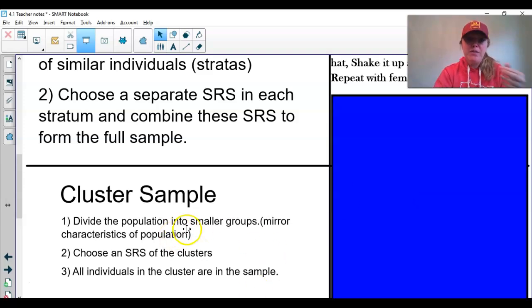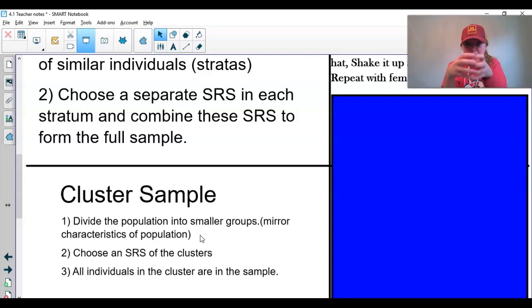So step 1, we divide the population into smaller groups, okay? Again, that's that advisory. We want to make sure they mirror characteristics of the population. Hopefully advisories do that. It's a decent representation of high school. Now, granted, with advisories, the issue would be grades. What if I pulled out 5 teachers who are all senior advisory teachers? And we'll talk about that.